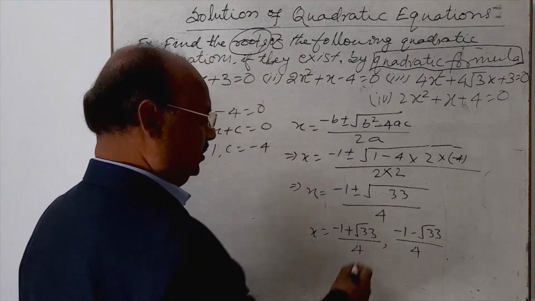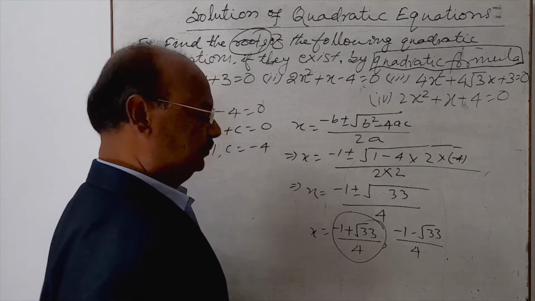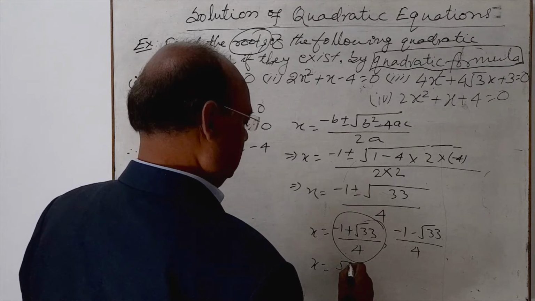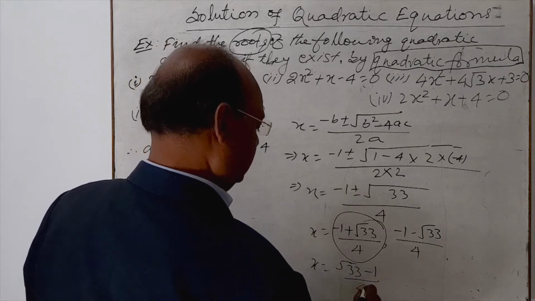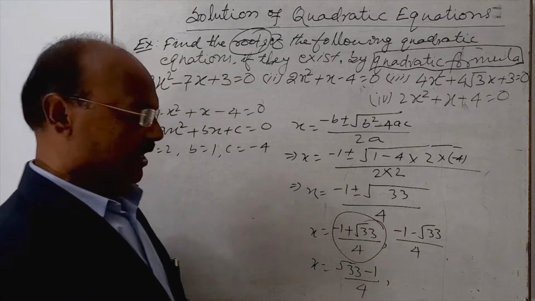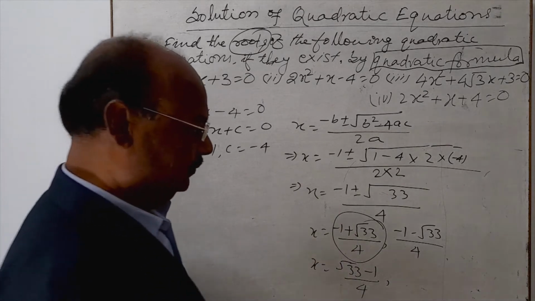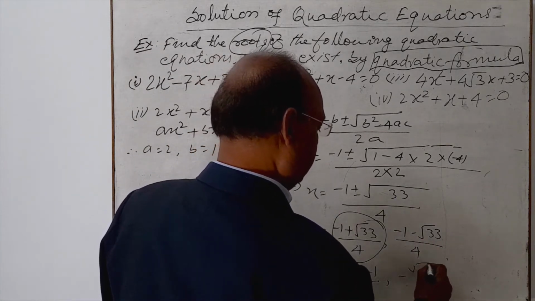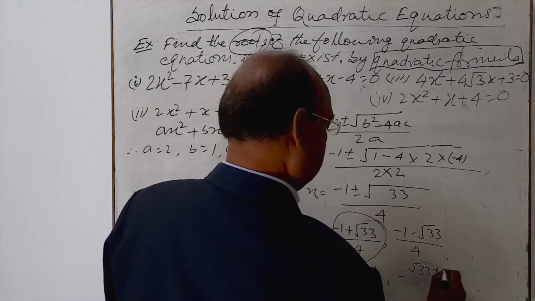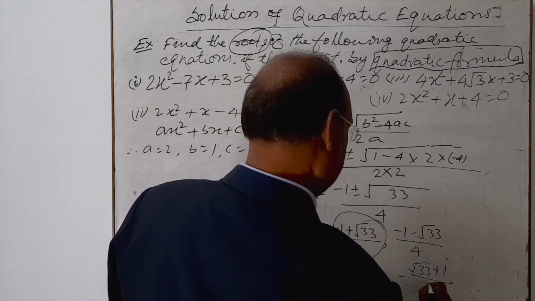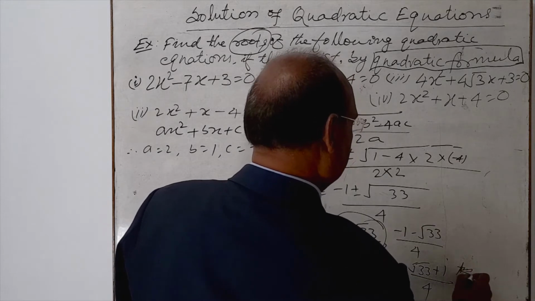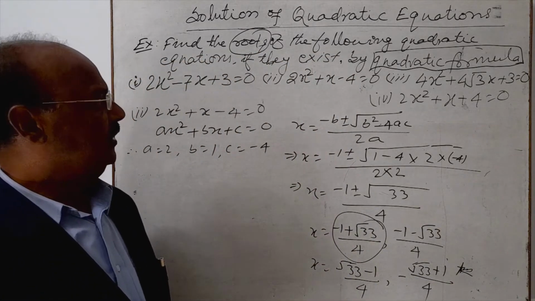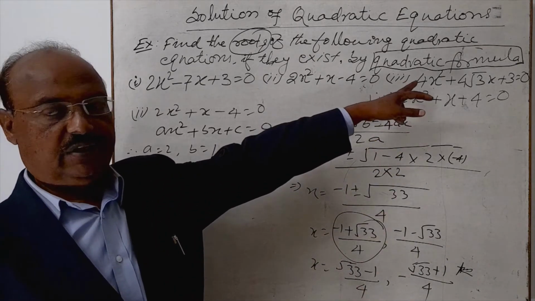Correct? So this is one answer, means x is equal to root 33 minus 1 by 4. This is one value of root, one answer. And another is you take minus sign common, so here root of 33 plus 1 divided by 4. These are the roots, these are the answers. Correct? Okay. Now let us see next question, third question.